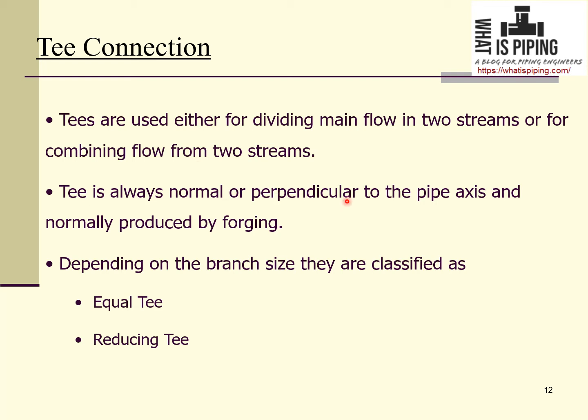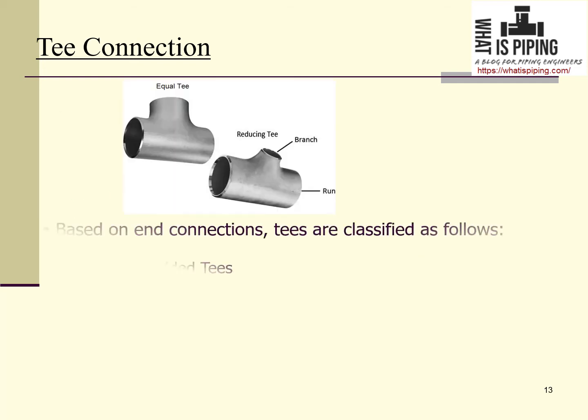T is always normal or perpendicular to the pipe axis and normally produced by forging. Depending on the branch size, they are classified as equal T and reducing T. In case of equal T, the header pipe size and branch pipe size are equal. That's why it is called equal T. And for reducing T, the branch pipe size is lower than the run pipe or header pipe.